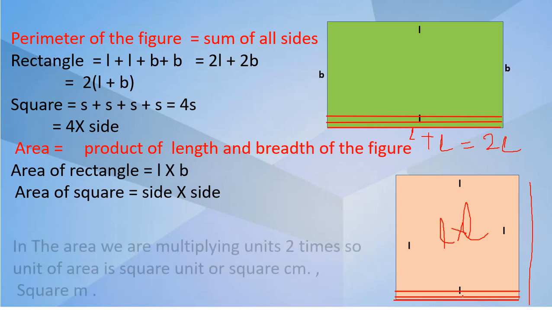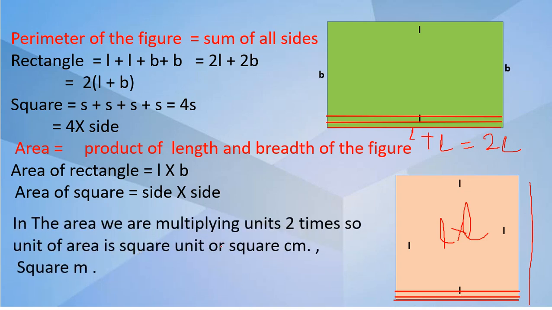Now one thing we have to remember here, that in the area we are multiplying the two units, L unit and B unit. That means 2 times we are multiplying the unit, so it will become square unit, or in the measuring units it will be square centimeter, square meter or square kilometer, whatever unit we are using. So always remember, whenever we are writing the area of any figure, it should be written as square unit.